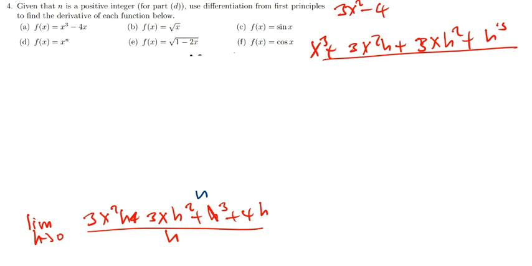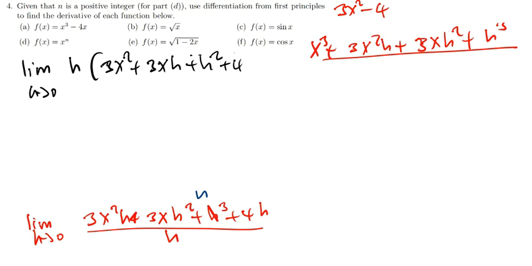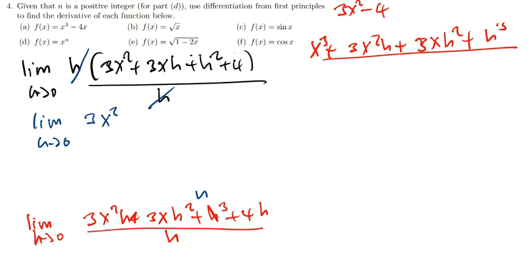So if I factor out h, I'm going to have limit as h approaches 0. I factor out h. Here I'll remain with 3x squared. Here I'm going to remain with 3xh. Then here h to the power 2 plus 4, like that. I divide it by h. Now h and h can go. Then I have limit as h approaches 0, 3x squared plus 3xh plus h to the power 2 plus 4.